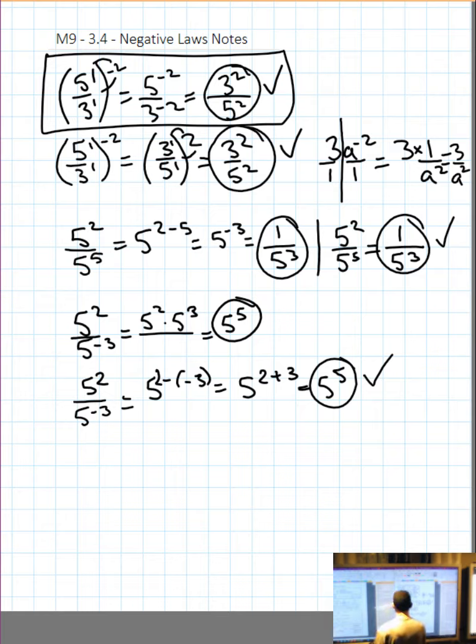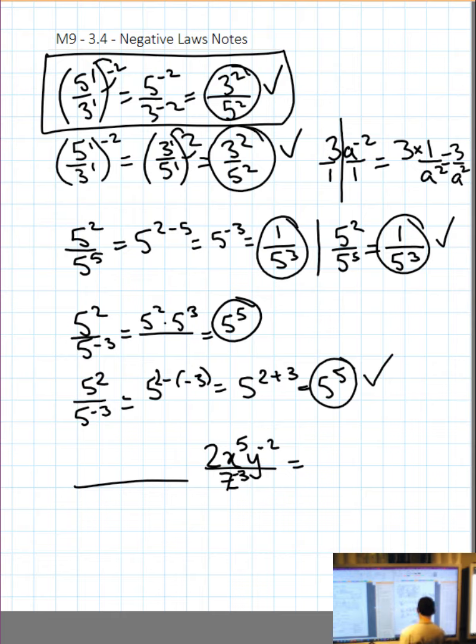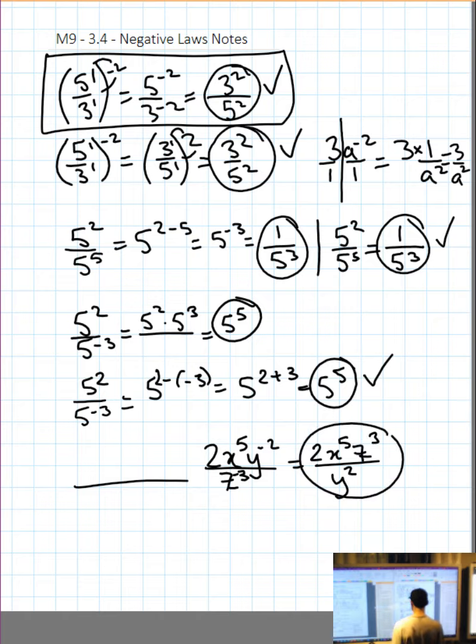So remember, step 1 is always starting off with an over, a fraction. So if I get a question like 2x to the 5, y to the negative 2, over z to the negative 3, notice I slash my z's. I'm just going to start off with an over. 2's on the top. We have an x to the 5 on the top. We have a y to the negative 2 on the top. That's going to go to the bottom. We're going to make the exponent positive. Then we have z to the negative 3. It's on the bottom, so we're going to bring it to the top and make the exponent positive.